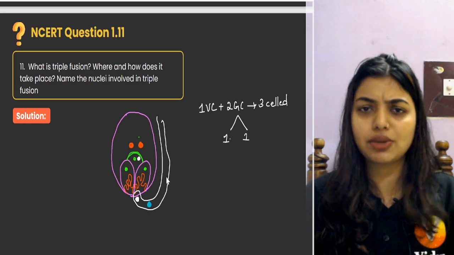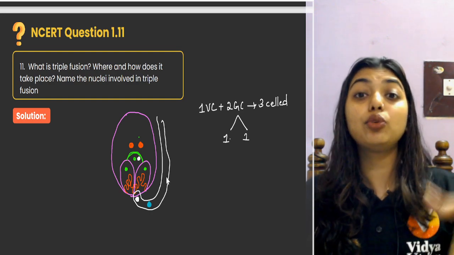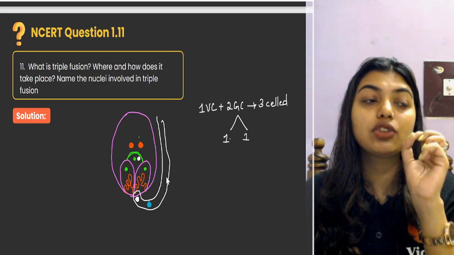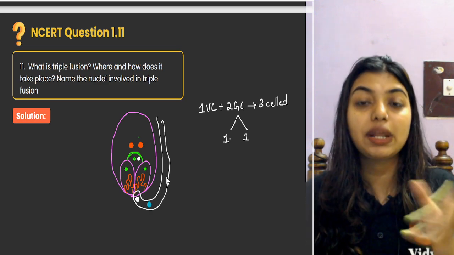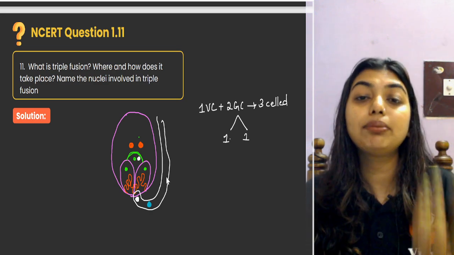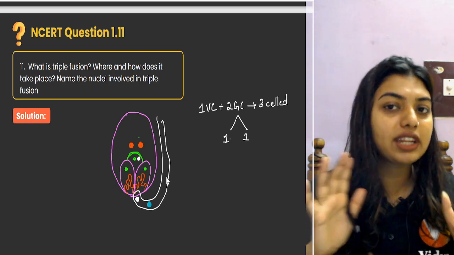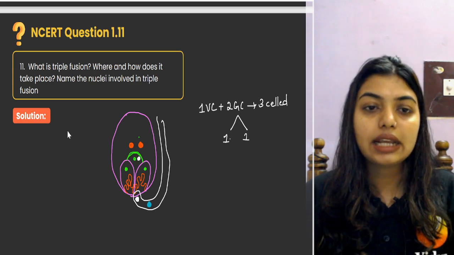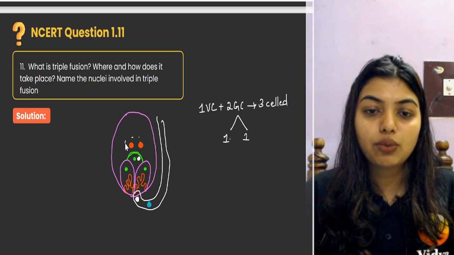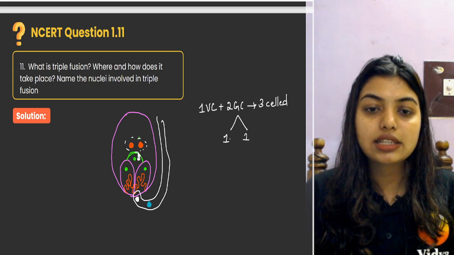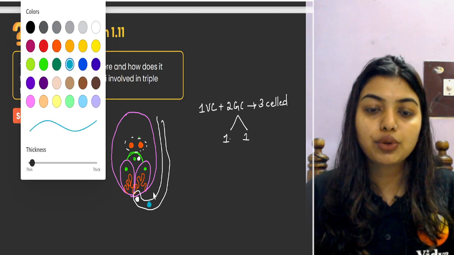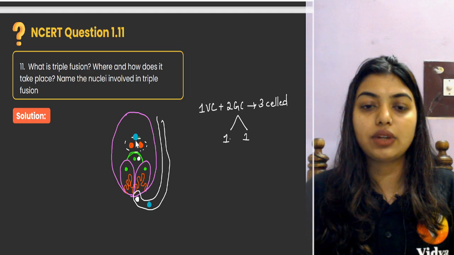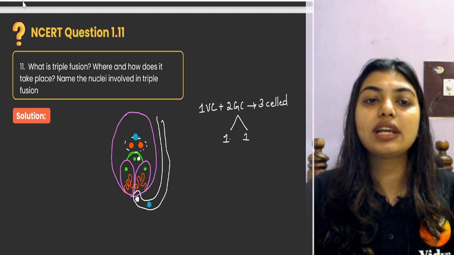This is the normal situation. But what is going to happen? One more male gamete, that is, after reaching one point, the generative cell will split again, or multiply, and form one more male gamete. Now that male gamete will go and fuse with whom? We have only one egg, only one female gamete. At that time they will say, you know what? This is a central cell. These are the polar nuclei. So this male gamete will go and fuse with the polar nuclei, and this whole thing is called triple fusion.